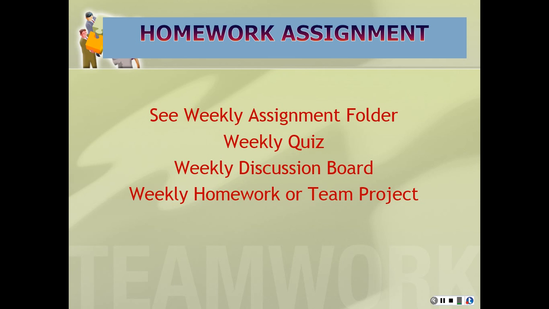All right, so your homework for this week, week 2. Number 1, look at the weekly assignment folder. The instructions are there for you. Again, you have a weekly quiz over the material covered here. You do have a weekly homework or team project every week. And every week we have a discussion board topic. This is where we assess your attendance, but at the same time, it's a great place to share your thoughts with your other students in this class. And it's a good place to learn as well as share knowledge that you might have.